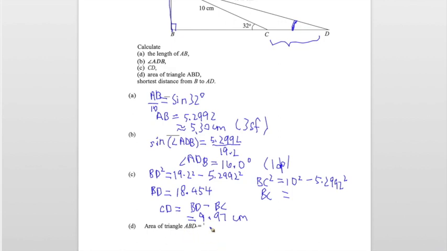Then we can find the area of the triangle, which is half base times height. The base BD we found is 18, times the height, which is 5.2992, to 5 significant figures. Alright, and the answer is reduced to 3 significant figures.